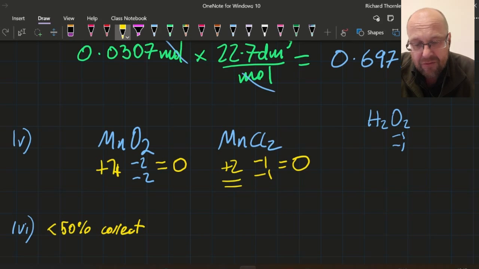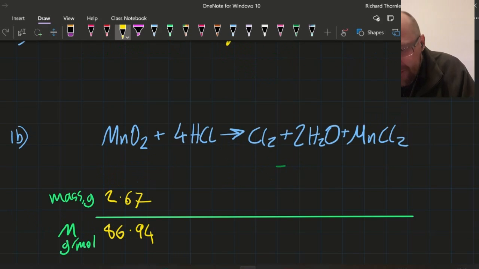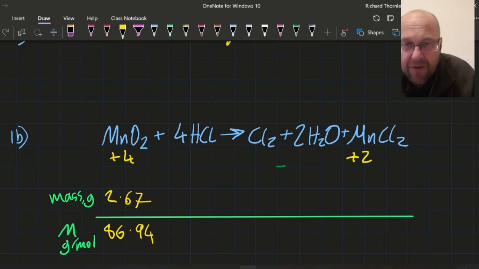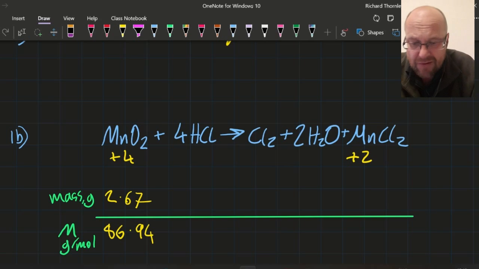If you put 2+ or 4+, you'd lose the point. If you put Roman numerals, you'd lose a point. All right then, so I've got +4, and it turns to +2. And so the number goes down. That's going to be reduction.